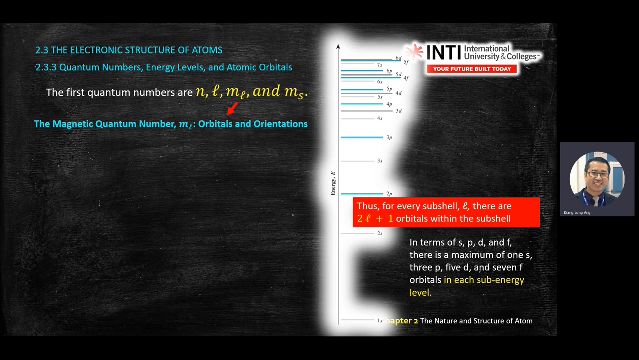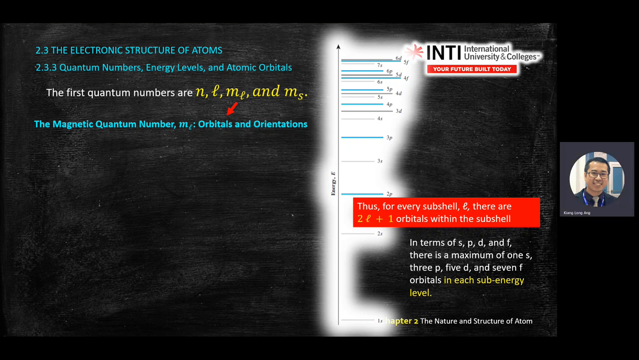So, for example, this is your L value. L value 0 for S. What is the number of orbits? Number of orbits is given by 2L plus 1. For L equal to 0, 2 times 0 plus 1, you get 1.